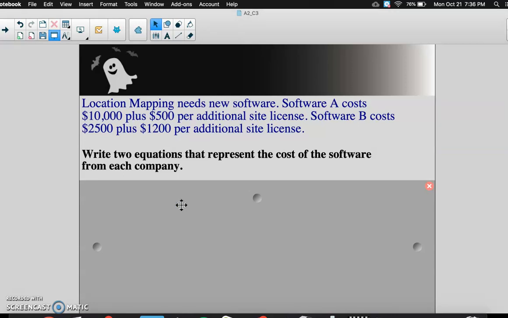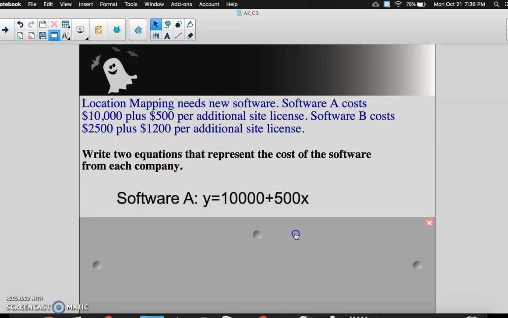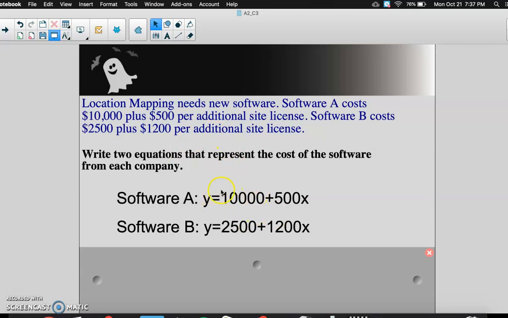The last one I want to talk about is another one where you have to set it up. I won't be going through this one in quite as much detail, but location mapping needs a new software. If software A costs $10,000 plus $500 per additional site license, and software B costs $2,500 plus $1,200 per additional site license, write the two equations. Well, I've already done that for you. I said this one is going to be that original software cost plus the $500 per license, and the original software cost plus the license.